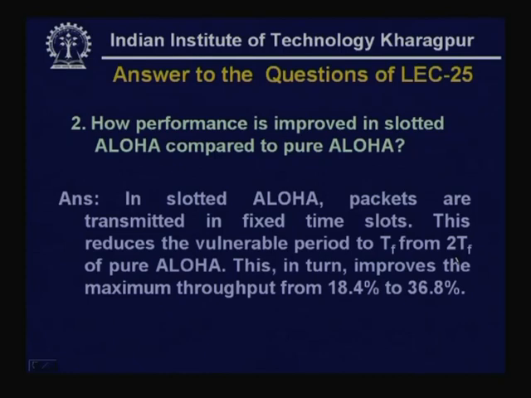Second question was, how is performance improved in slotted aloha compared to pure aloha? Answer is, in slotted aloha packets are transmitted in fixed time slots as you have seen. This reduces the vulnerable period from 2TF of pure aloha to TF. This in turn improves the performance or throughput from 18.4 to 36.8 percent.